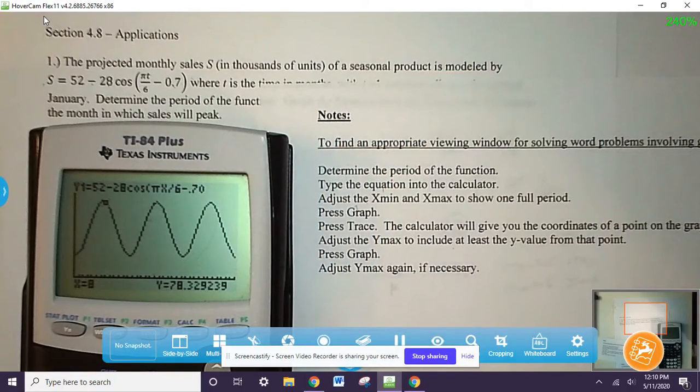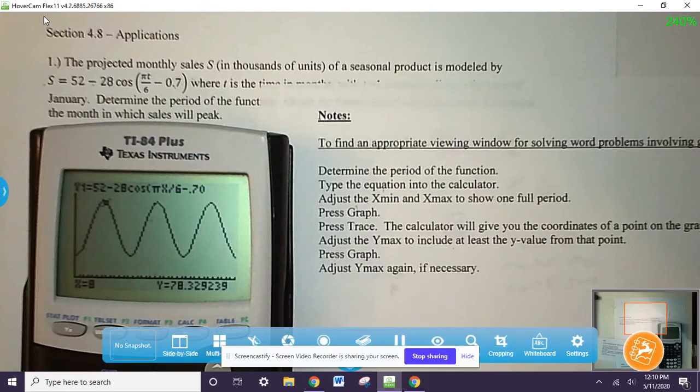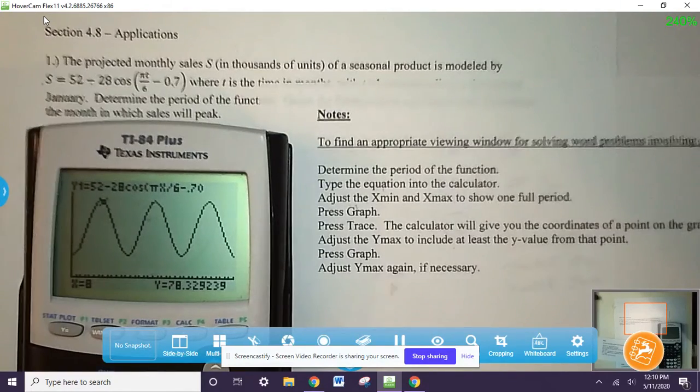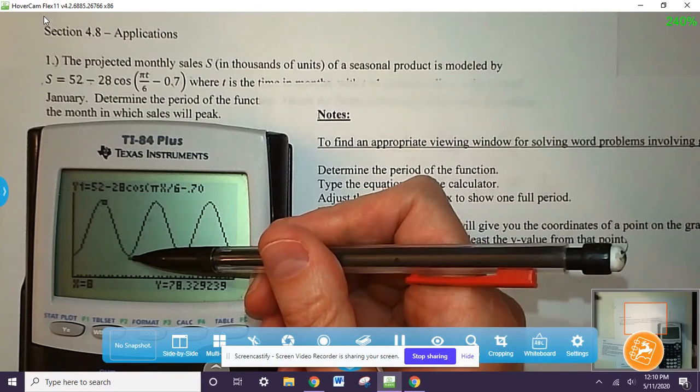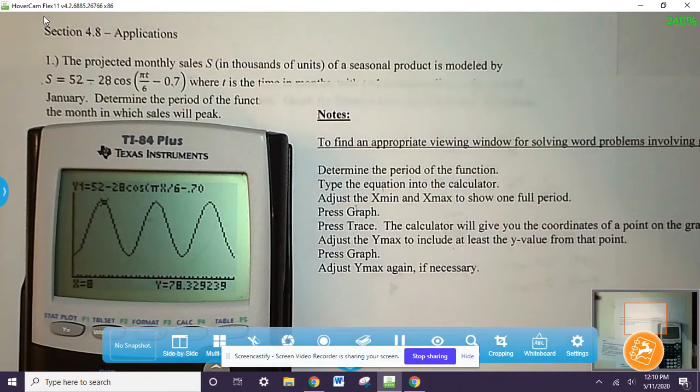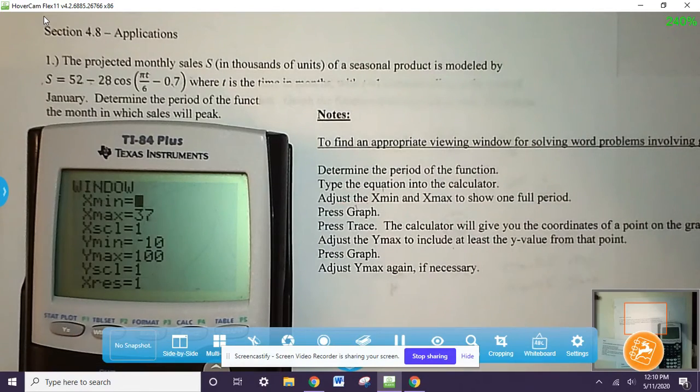So if you think about something you might be selling in the summer, that's what we're talking about. So maybe you're selling swimsuits, or you're selling pool supplies or barbecue accessories, something that people would use more in the summer, but they really wouldn't be purchasing much in the winter. So that's what's going on in the problem. Let's get back to the task at hand.